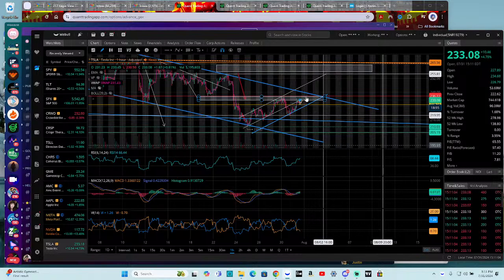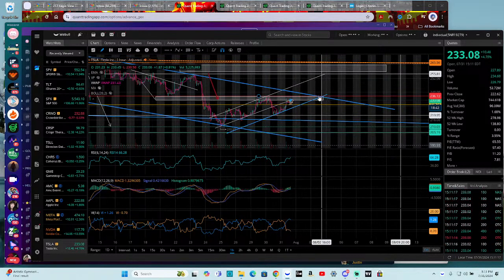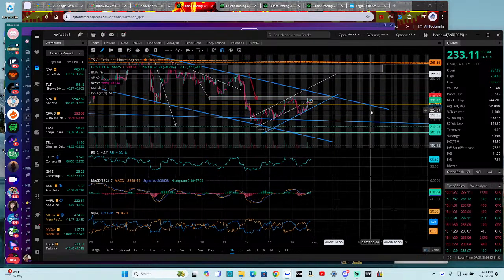Granted, if we break this today or tomorrow, we can use those levels, the symmetrical triangle and that level, as support to go higher. If this holds, it's either way a 50-50 shot. We will revisit the data as we get closer to it. And then next week, we'll have a box up to 256 or down to 200. Fair enough? So keep an eye out.